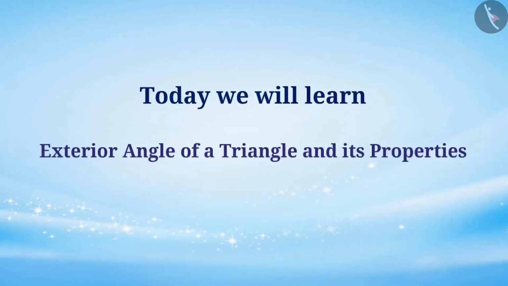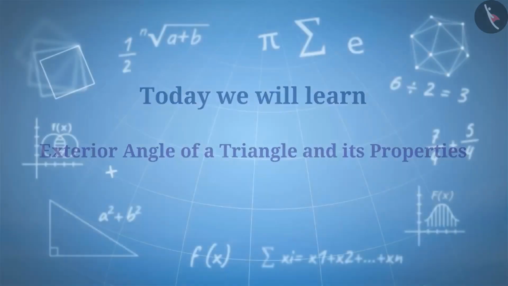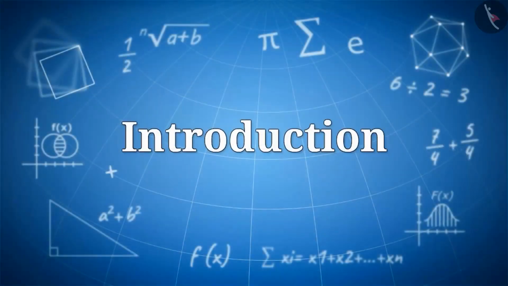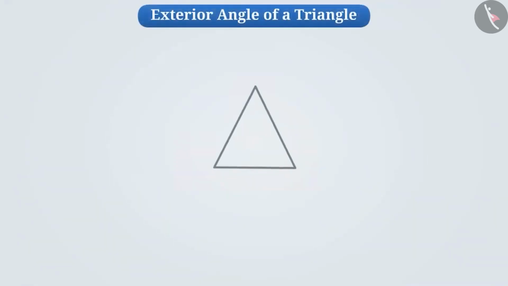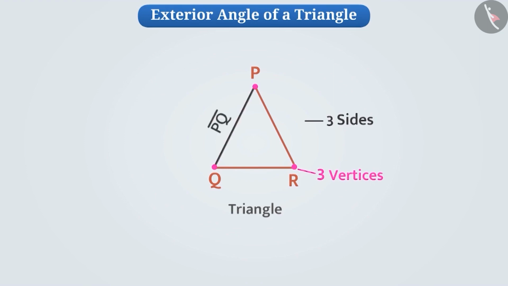Today we will learn about the exterior angle of a triangle and its properties. A triangle is a polygon with three sides, such as triangle PQR. It has three vertices, just like triangle PQR has vertices P, Q and R. It has three sides, just like triangle PQR has sides PQ, QR and PR.